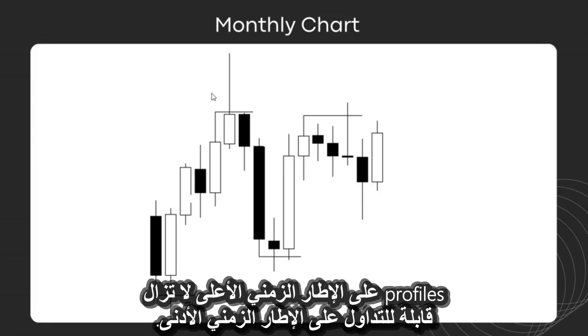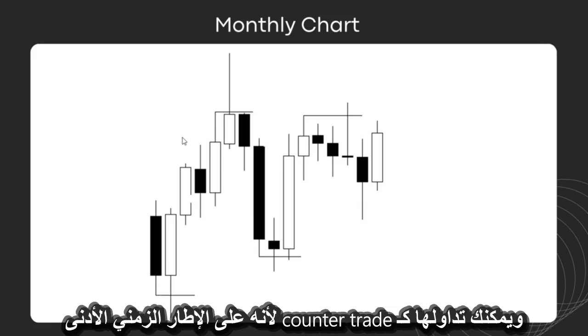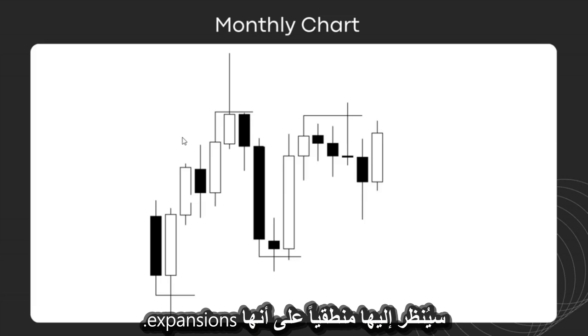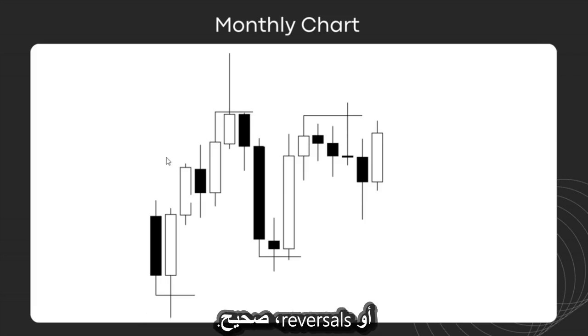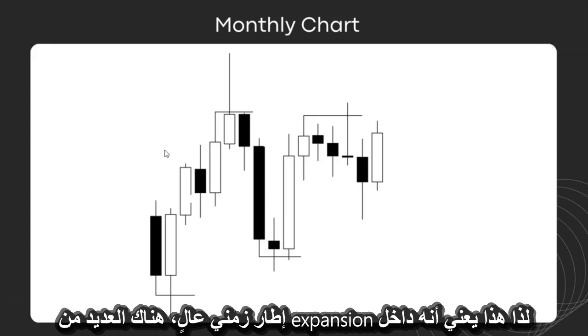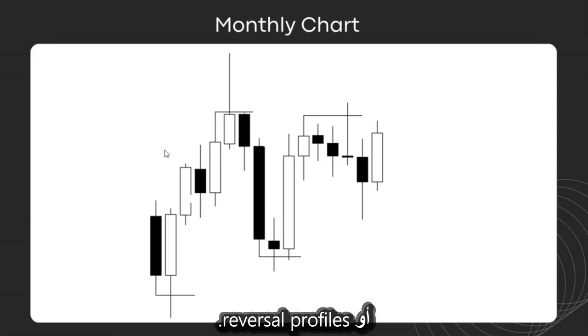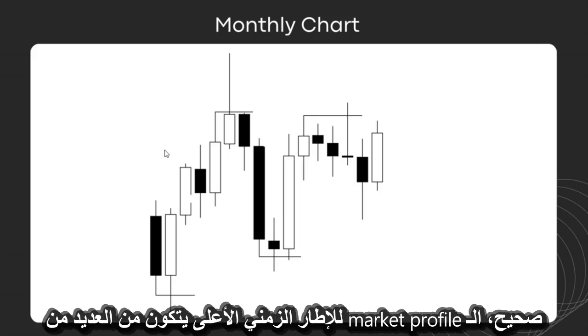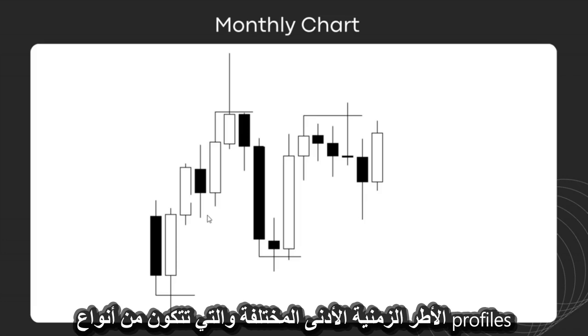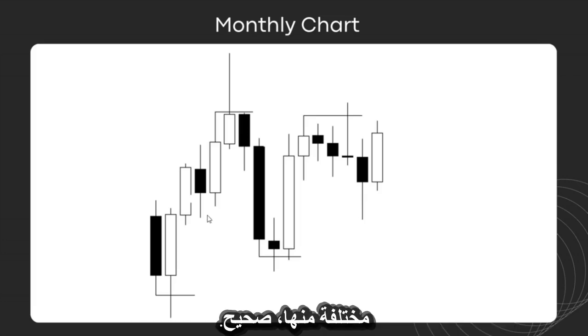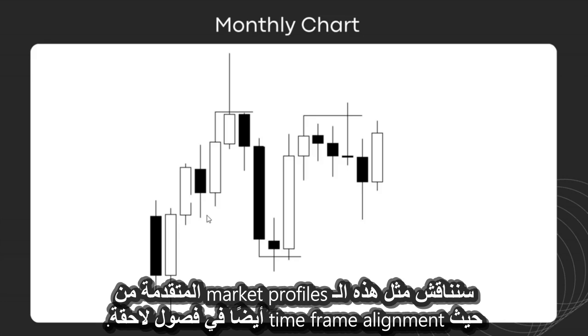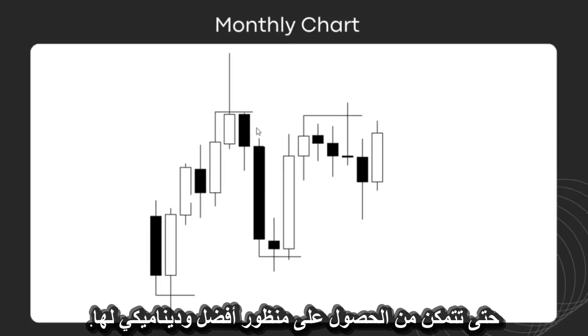Now the retracement profiles on the higher time frame are still tradable on the lower time frame, and you can counter trade them, because on the lower time frame they'll be logically looked at as expansions or reversals, right? So that means inside of a higher time frame expansion there are multiple lower time frame retracement, ranges or reversal profiles, right? The higher time frame market profile is made up of multiple and various lower time frame profiles consisting of various types of it, right? We're going to discuss such advanced market profiles in terms of time frame alignment 2 in a further chapter, so you can have a better and more dynamic perspective on it, right?